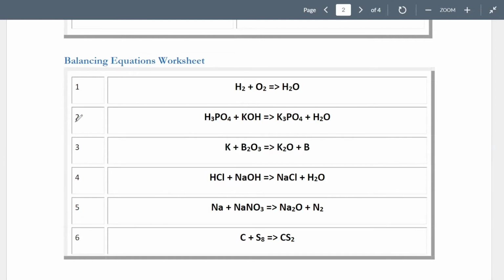So let's do number 2. So again, let's write the reactant and the product.